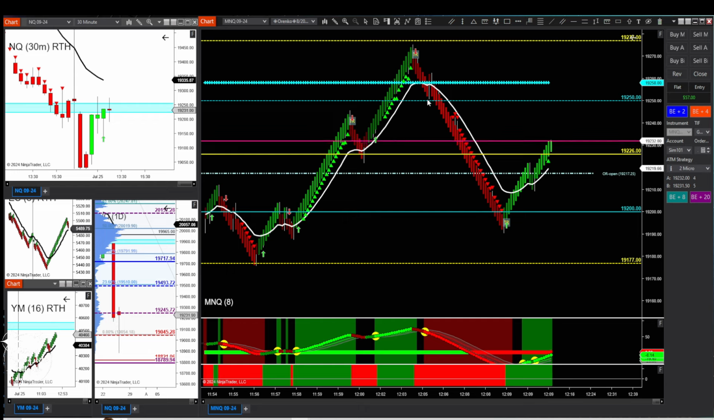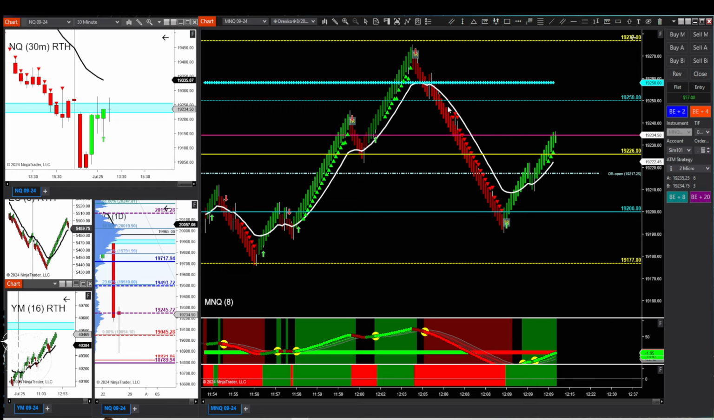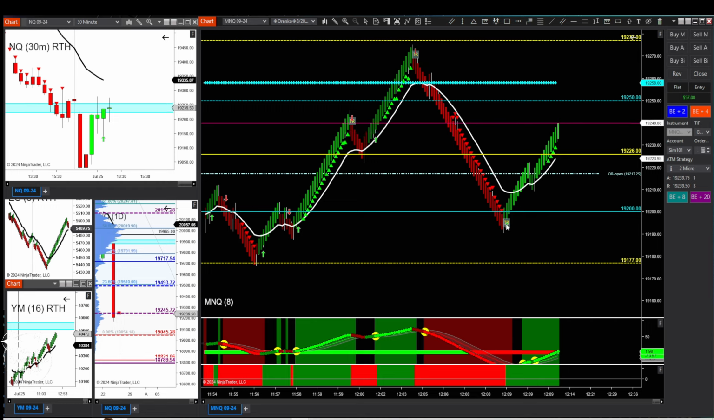Once we broke this pivot here for the short, I wouldn't take it into that level, right? I'm not going to take a trade right into the daily candle open, especially when I think the target is up high. I'm waiting for a pullback and I will enter on the break of the pullback here. This is where I would take the short.